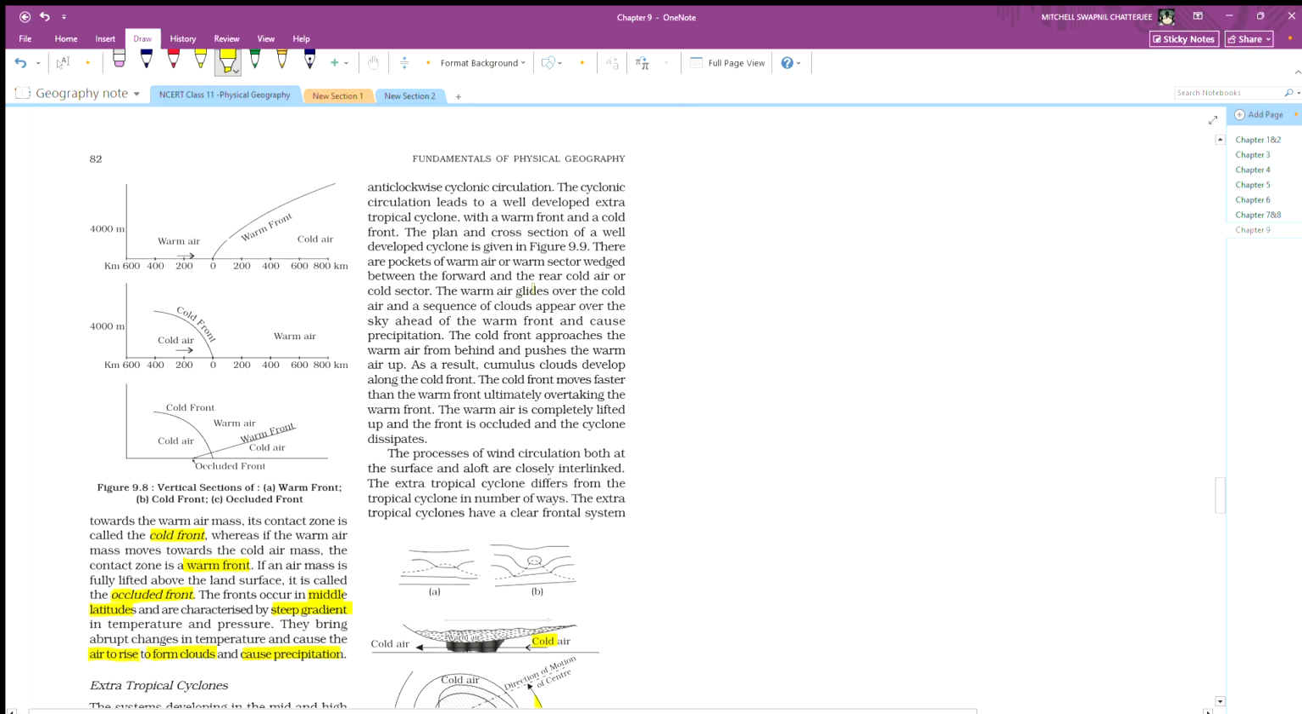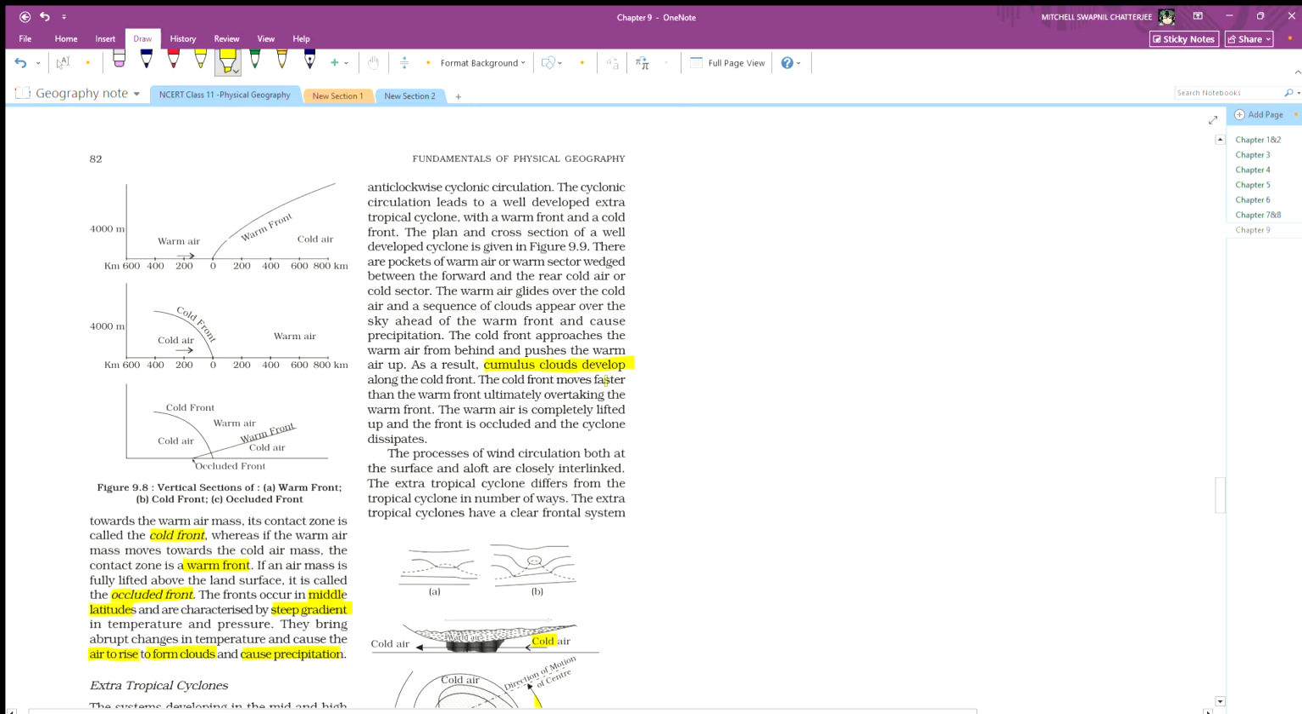The warm air glides over the cold air, and a sequence of clouds appears over the sky ahead of the warm front and causes precipitation. The cold front approaches the warm air from behind and pushes the warm air up. As a result, cumulus clouds develop along the cold front.